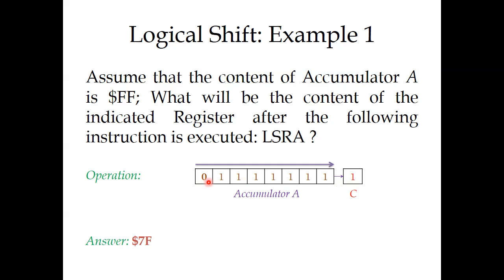You see this is 7F, right? This is 7, 0, 1, 1, 1, and this is F, 1, 1, 1, 1, right? So the new content is actually 7F. So if you are given this question, and if you are asked what will be the new content of accumulator A, your answer would be 7F after you did the logical shift right.